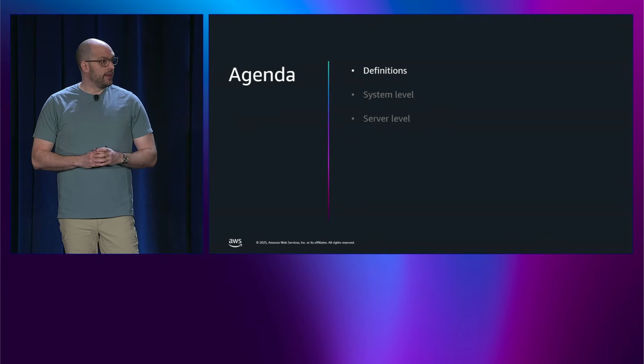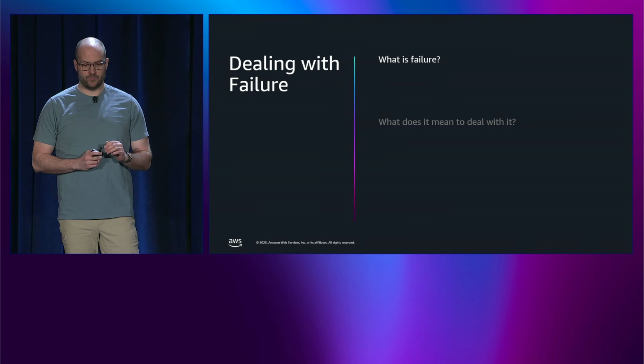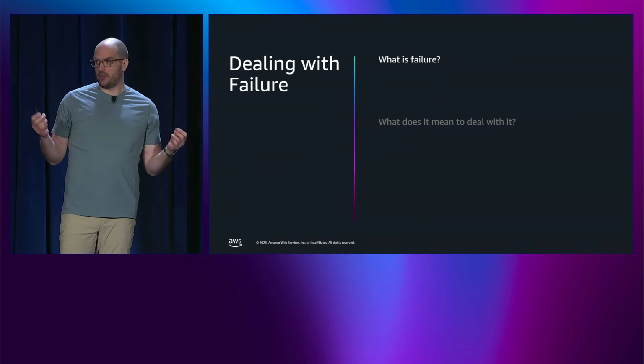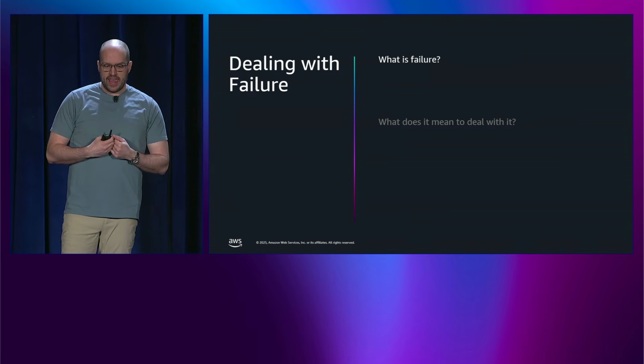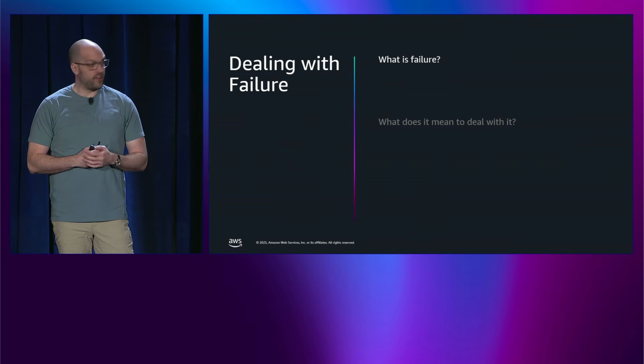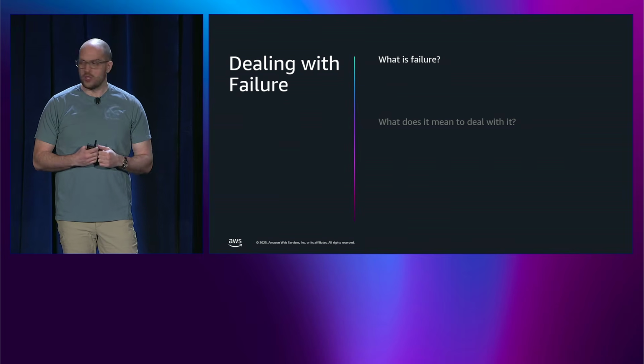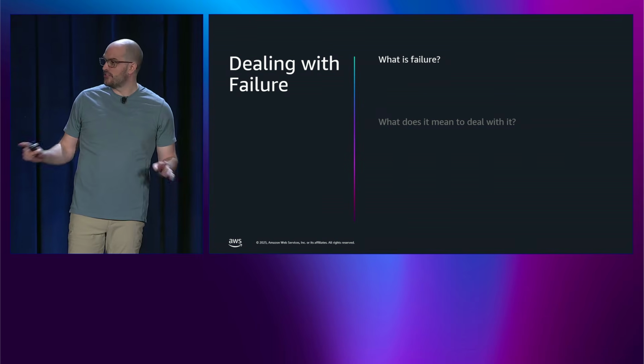So before we begin, let's define some terms. Availability is all about dealing with failure. And to understand this, you have to define failure, and you have to define what you mean by dealing with it. And so to understand what I mean by failure, let's get into some different ways to look at S3.